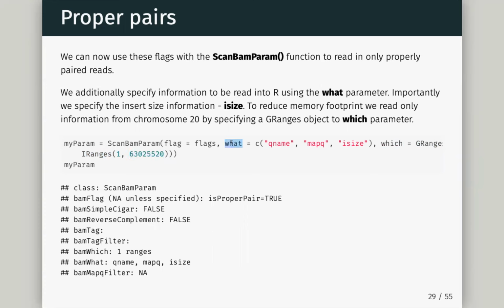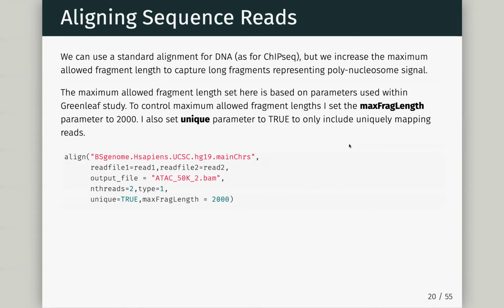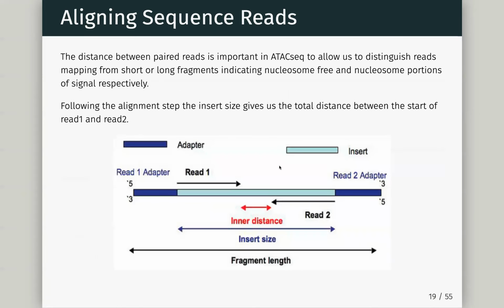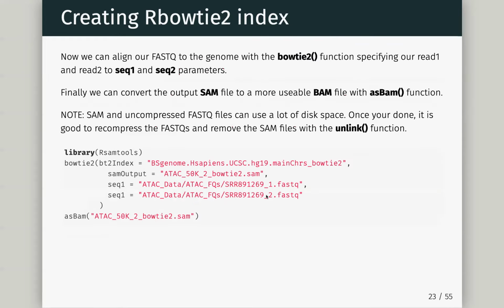And then what do I actually want to pull out? I'm going to get the qname, I'm going to get the isize, and I'm going to get the mapq. Okay, so qname is going to be the read name. mapq will be the quality of alignment. And isize will be the insert size of our fragment. So how long is our actual fragment? How long is this fragment we actually sequenced? And we can find that out from knowing where read 1 and read 2 are aligned in the genome.